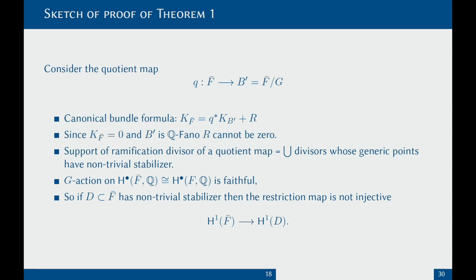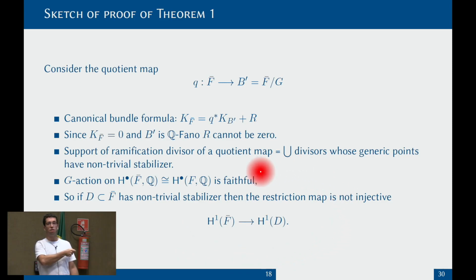Let's say it's stabilized by a little element g. So this restriction map from H1 of F bar to H1 of D cannot be injective, because this little g acts trivially on H1 of D because it stabilizes D. It acts as the identity on D. So it acts trivially on the cohomology of D, but it didn't act trivially on H1 of F bar, because the representation on H1 of F bar is faithful. So this restriction map has to be non-injective.